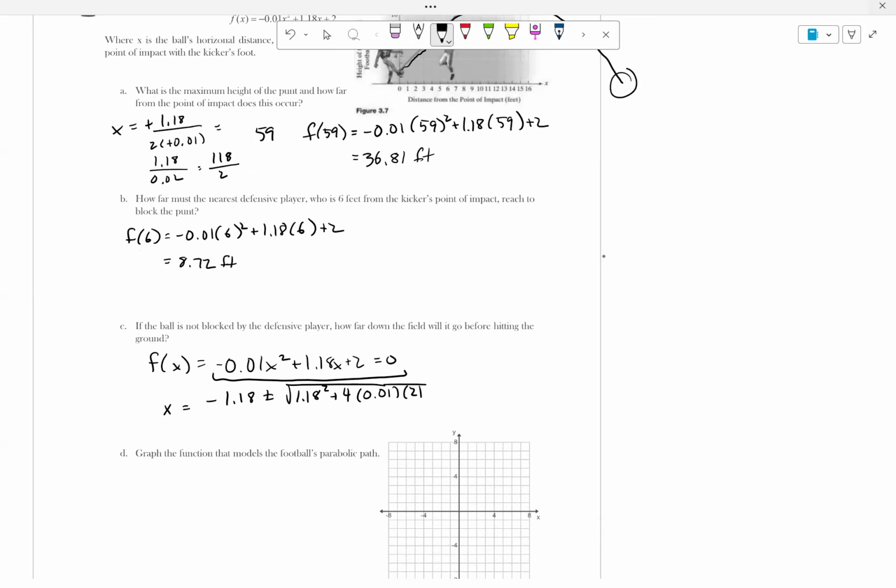For AC all over 2A. Okay. And your calculator can't do both of these calculations at once. So let's just think about it a little bit.